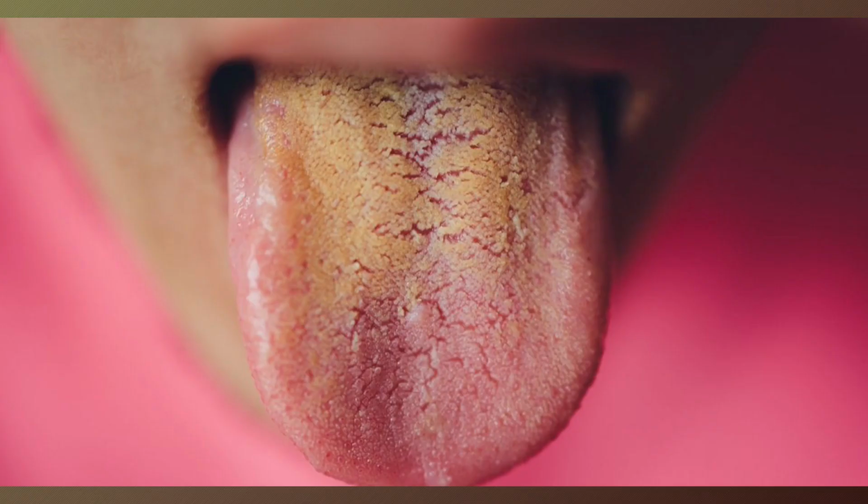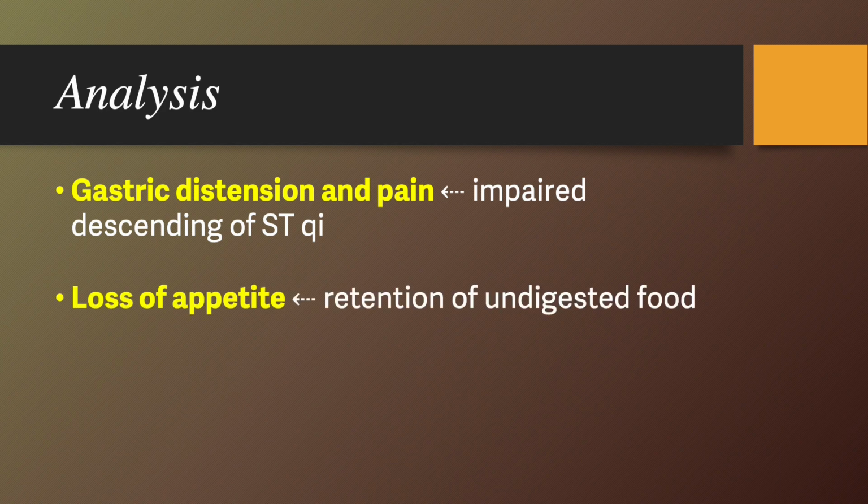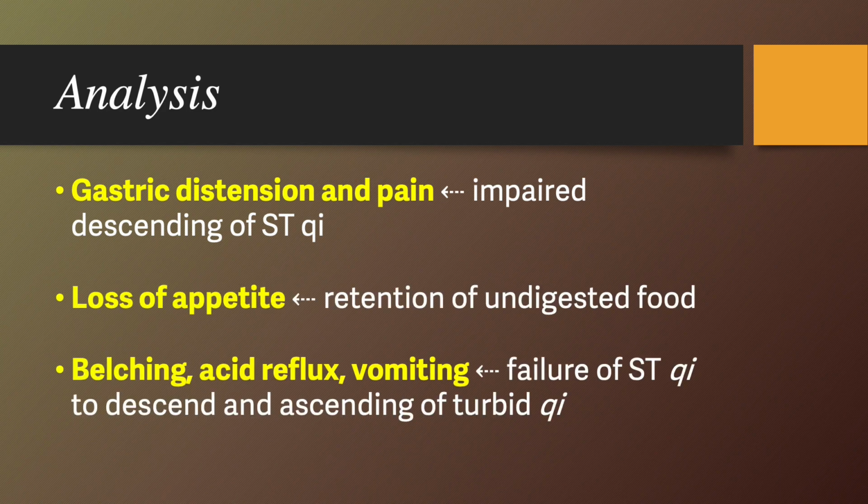A thick, greasy tongue coating and a slippery pulse. Smelly loose stools may also be present. Food retention may impair the descending of stomach qi and result in gastric distension and pain. Retention of undigested food causes loss of appetite. Failure of stomach qi to descend and ascending of turbid qi may cause belching, acid reflux, and vomiting.